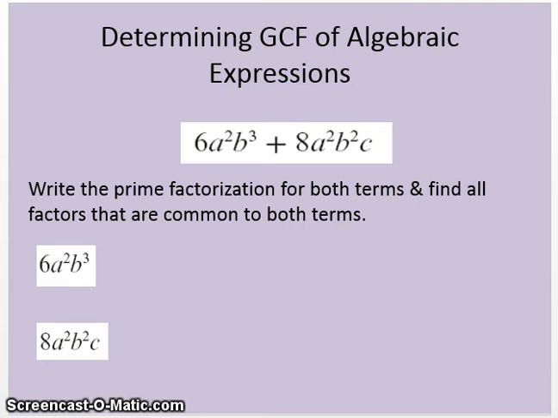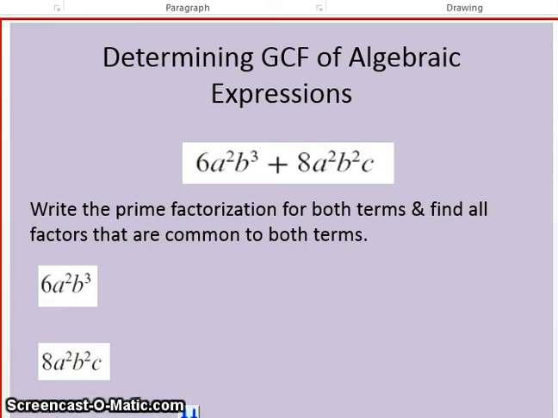Now, here's an example, and this needs to be in your notebook. We want to determine the greatest common factor of this algebraic expression, 6a squared b to the third plus 8a squared b squared c. In order to do this, we need to find the prime factorization for both terms. So I'll start with finding the prime factorization for 6a squared b to the third. Now, 6 is 2 times 3. So 6's prime factorization is 2 times 3.